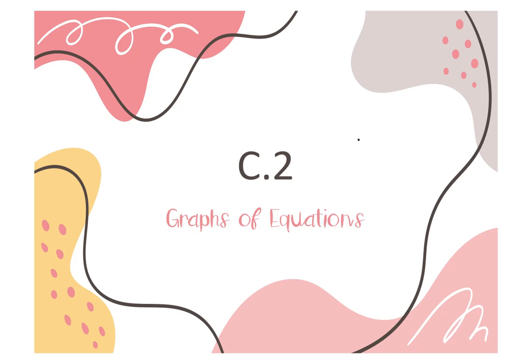All right, so like I said, C2 is graphs of equations. That doesn't matter, it's not any better. Okay, and we're going to talk about points on a graph. We're going to talk about t-charts. We're going to talk about intercepts. We're going to talk about symmetry, and then hopefully we'll get some graphing calculator time.